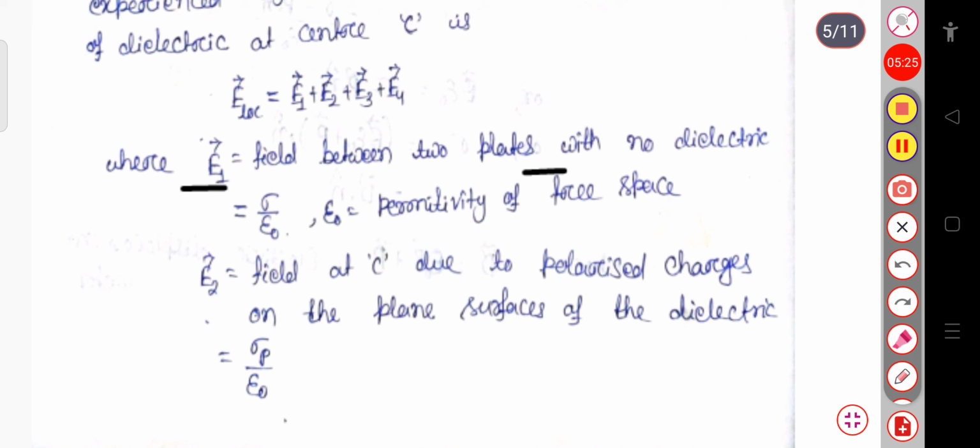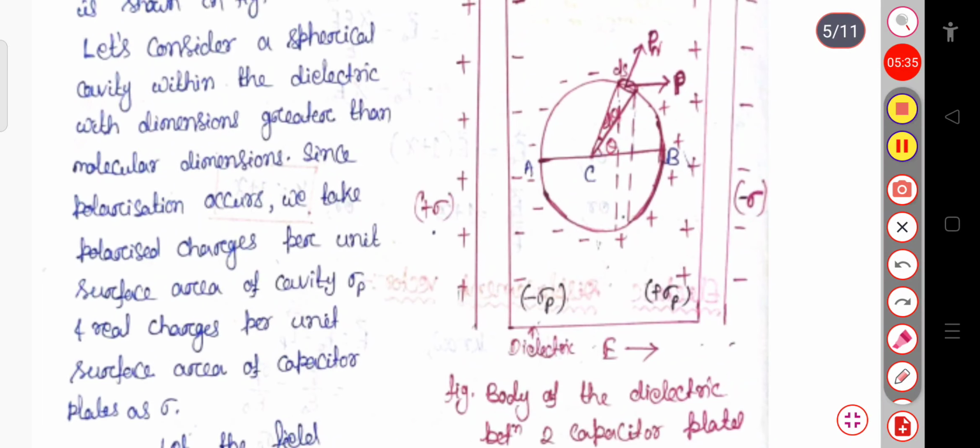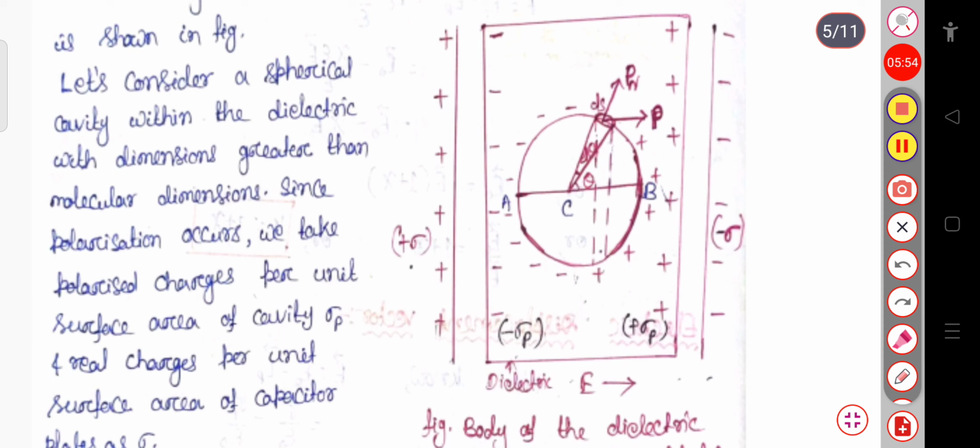Now E2 is the field at C due to the polarized charges on the plane surface of the dielectric. When you introduce a dielectric slab between these two parallel plates, the polarized charge density developed is sigma p. So the electric field will be equal to sigma p divided by epsilon naught. This is the field at C due to the polarized charges on the plane surface of the dielectric. The charges always develop on the surface of the dielectric.